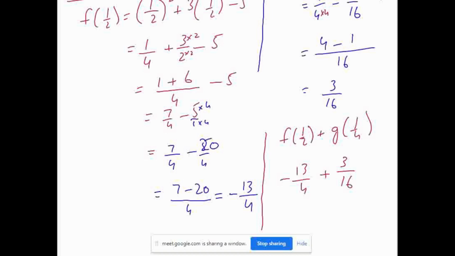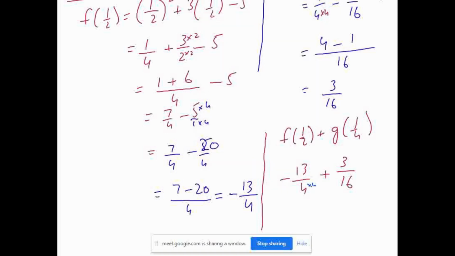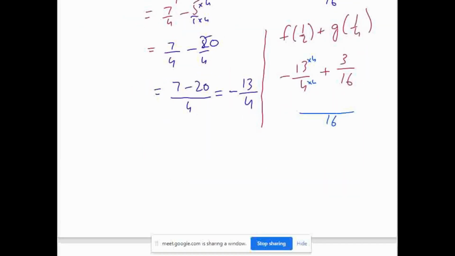Now if you want to make the same denominator over here, we have to multiply it by 4 on both sides. So this will be 16 and here it will be minus 13 times 4, means minus 52. Is it? Plus 3. Yes, minus 49 by 16.